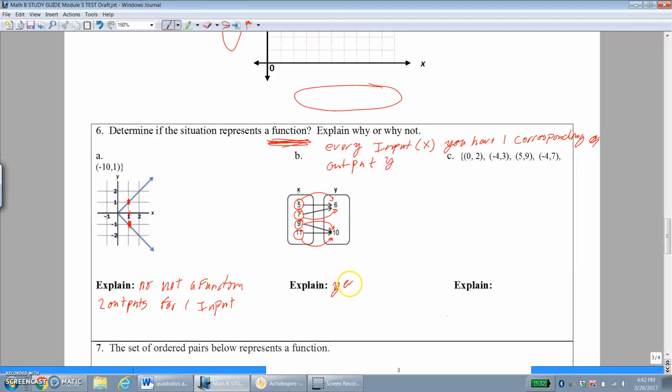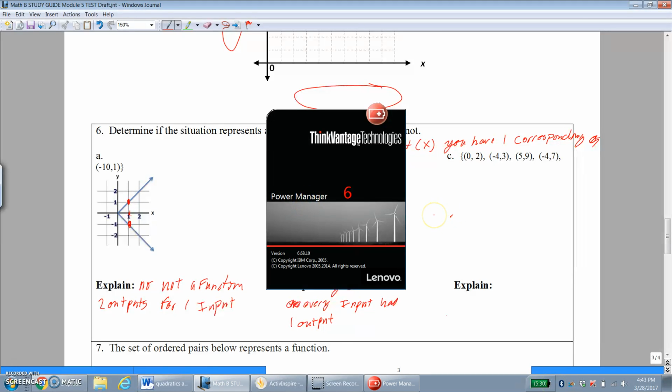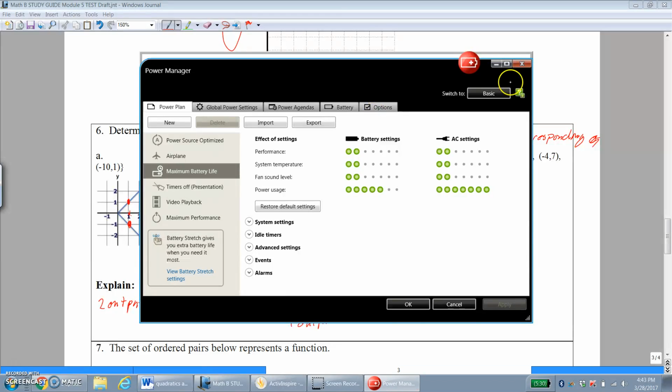So yes, this is a function, because every input had one output. Now it might be a little confusing, because it's like, wait a second, I plug in 5 and 7 and I get a 6. That's okay. What's not okay is if you plugged in 5 and you got a 6, and you plugged in 5 and you got a 7. That's not okay. But it is okay if you plug in 2 separate answers and you get a different answer. I don't know why this is here, so give me a second to get rid of it.